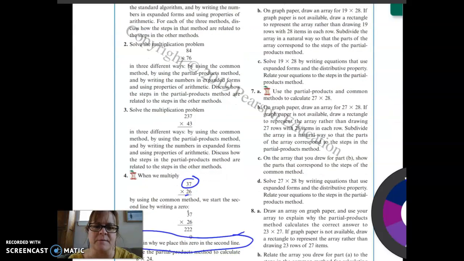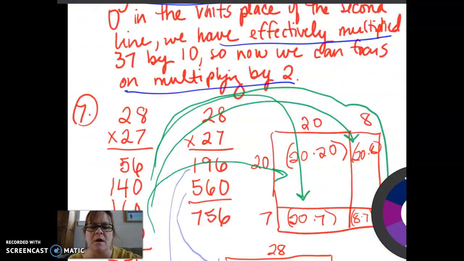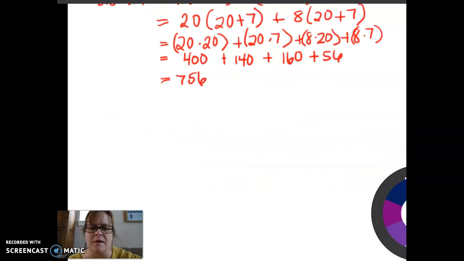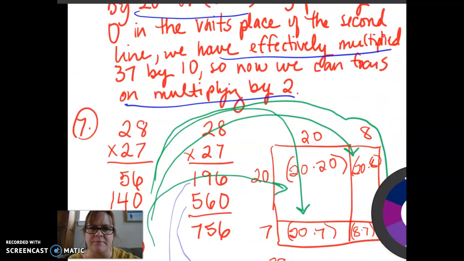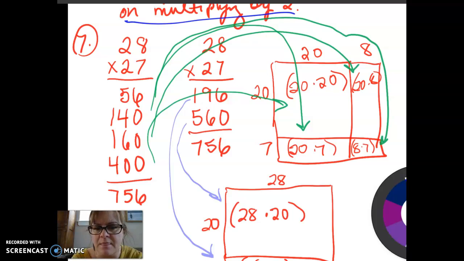All right, and the last one, number 7, we're going to use the partial products and the common method to calculate 27 times 28. Then we are going to draw a multiplication array for this, and then we're going to correspond all of these pieces together and also do an expanded form. So this is a big one. Basically, we're looking at all the different methods we would use, including a math diagram, for multiplying 2 numbers that are 2 digits. All right, so 28 times 27.